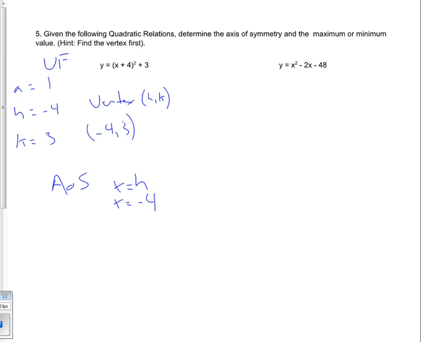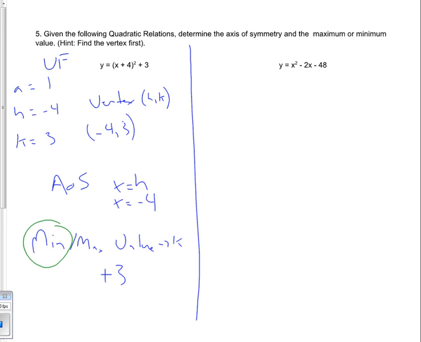And the minimum or maximum value, the optimum value, in this case happens at k. And because the a value is positive, we know that it's going to be a minimum value. And that minimum value is going to happen at the k value, which is +3.